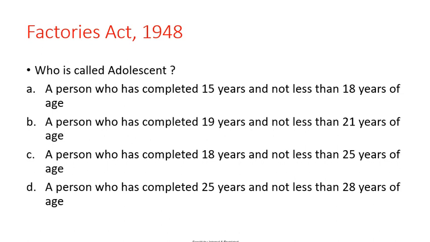Last question. Who is called an adolescent? A: a person who has completed 15 years and is not yet 18 years of age. B: a person who has completed 19 years and is not yet 21 years of age. C: a person who has completed 18 years and is not yet 25 years of age. D: a person who has completed 25 years and is not yet 28 years of age. Correct answer is option A, a person who has completed 15 years and is not yet 18 years of age is called an adolescent.